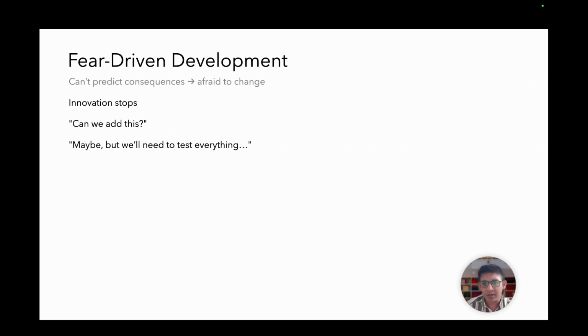Then there's fear driven development. When you can't predict consequences, you become afraid to change anything. Innovation stops. The system calcifies. Companies where deploying a simple feature takes months because nobody understands the causality. Where can we add this? The answer is always probably, but we need to test everything because we don't know what might break.